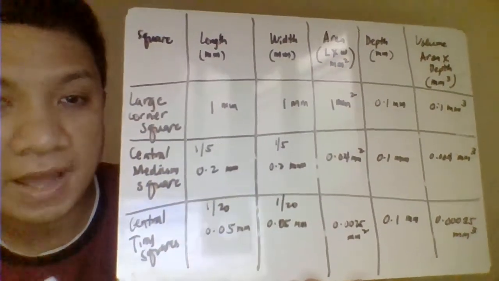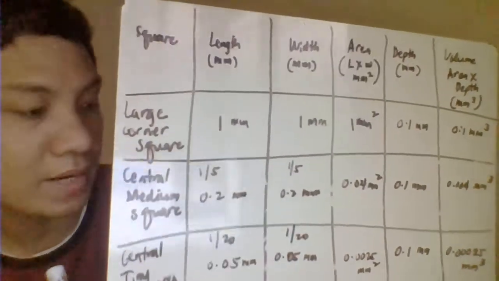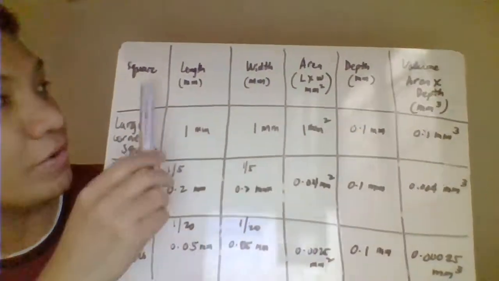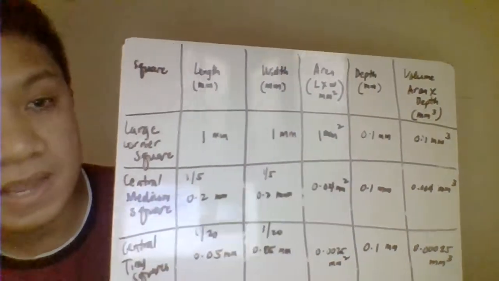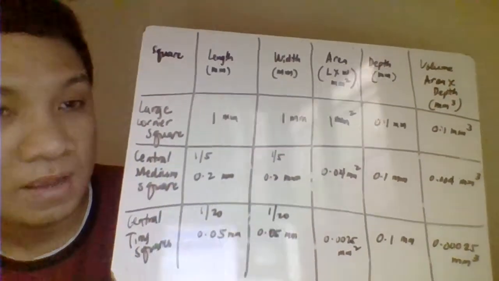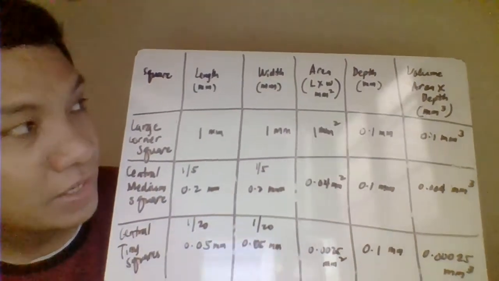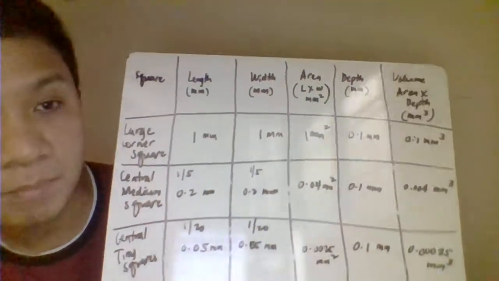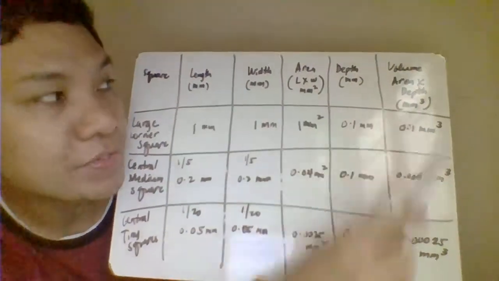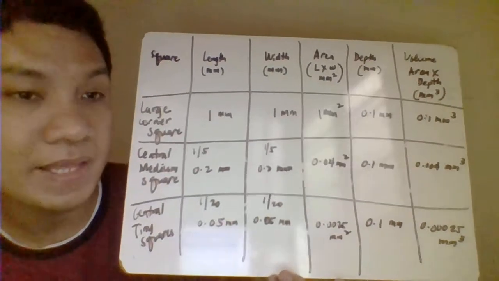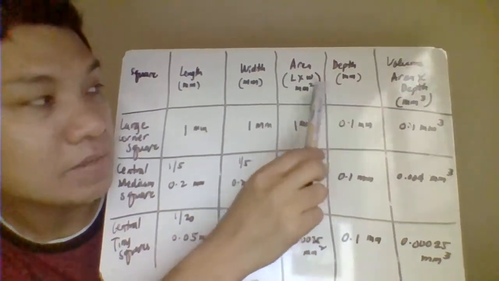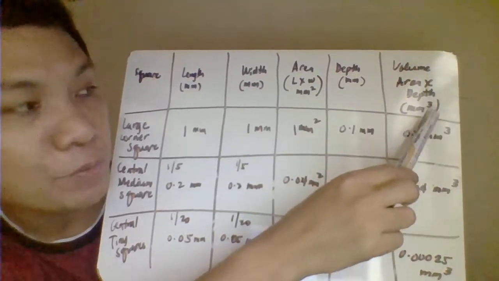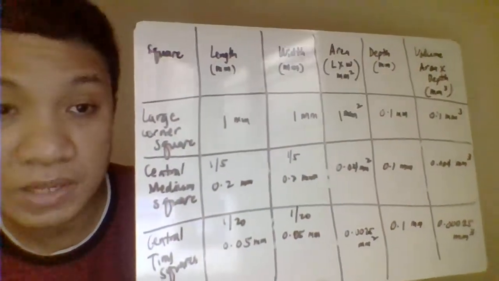Now we go to the measurement of each of your squares. We have the length, the width, and the area. Area is obtained as the length multiplied by the width. The depth is constant, 0.1 millimeter. And we also have the volume, which is obtained as the area multiplied by the depth. The unit is cubic millimeter.